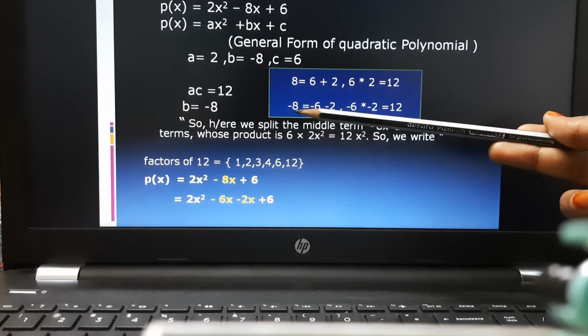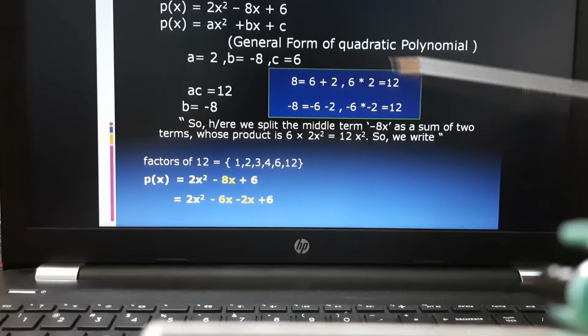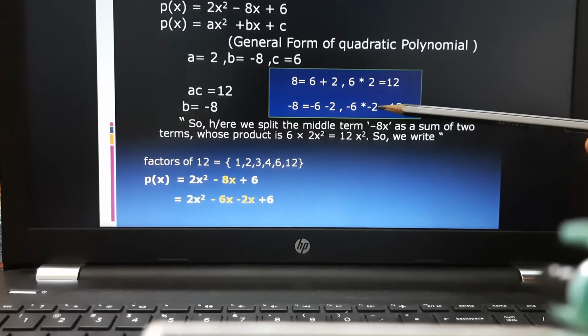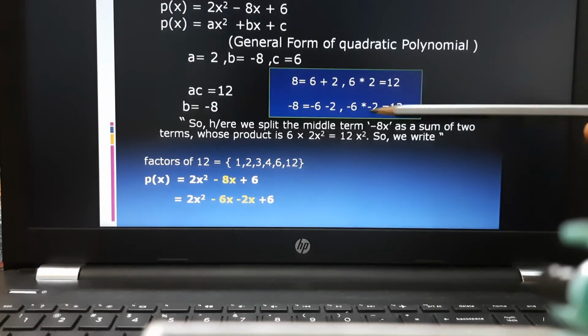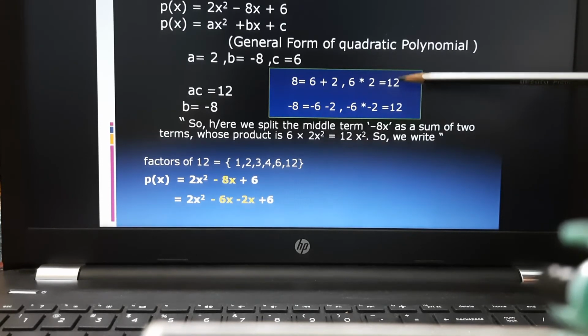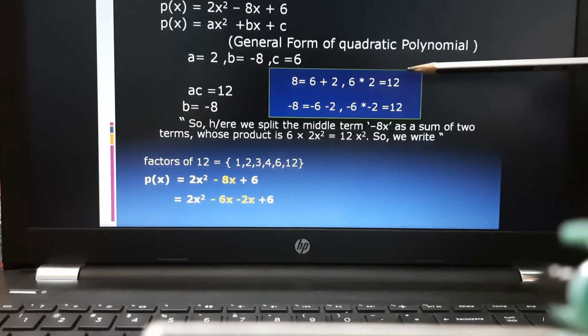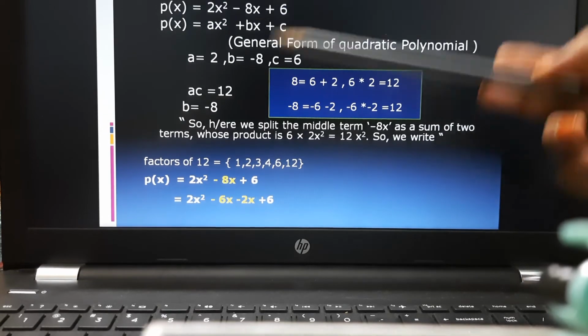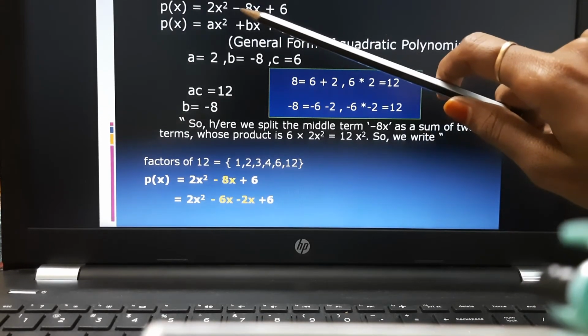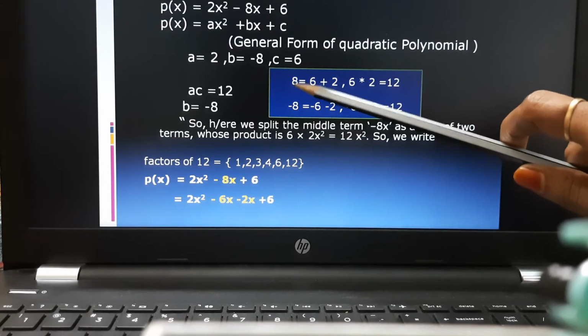Yes, minus 8 came, right? But when we multiply, is there 12? 6 twos are 12. Minus into minus is plus, right? So we can take this one, not this one. Why were we not able to take this? Because we have to get minus 8, not plus 8.